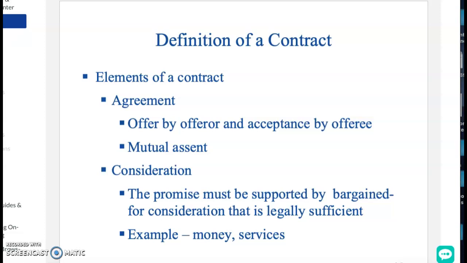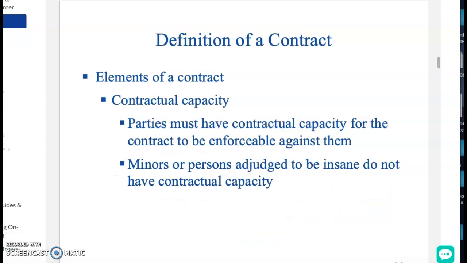Anyway, let's look at the elements. So, an agreement: the offer by the offeror and the acceptance by the offeree. Mutual assent, so there's an agreement made. Consideration: the parties must be supported by bargained-for consideration that is legally sufficient. So, it can be money in exchange for services, money in exchange for goods, service in exchange for service. So you fix my toilet, I will wash your car. It can really be anything as long as it's bargained for in exchange.